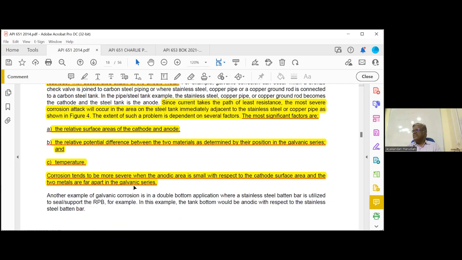Very important. What is the size of the anode you should use? Corrosion rate is more severe when the anodic area is small. Area should be small. That's why we are using small anodes. Tank bottom area is big, so it will corrode more severely.